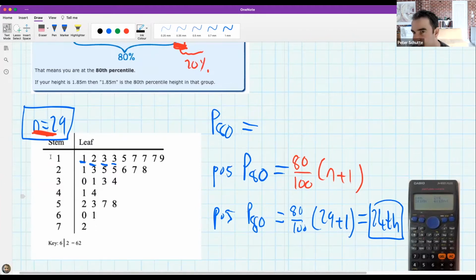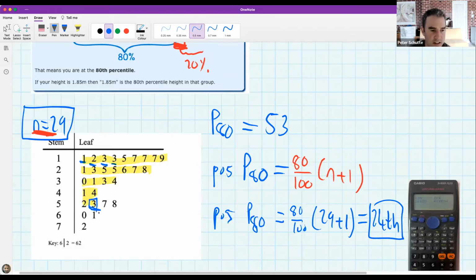The good news is percentiles feel a lot like quartiles. There's only 1 or 2 little differences. So the question is, you know that the position of the 80th percentile is the 24th position. What is the value of the 80th percentile? So let's count. 1, 2, 3, 4, 5, 6, 7, 8, 9, 10, 11, 12, 13, 14, 15, 16, 17, 18, 19, 20, 21, 22, 23, 24. And so the value of the 80th percentile is 53.